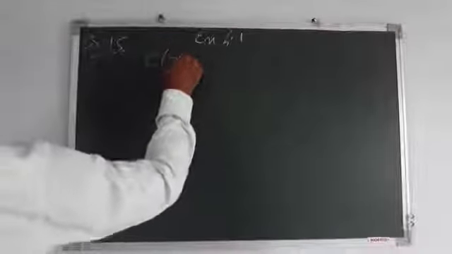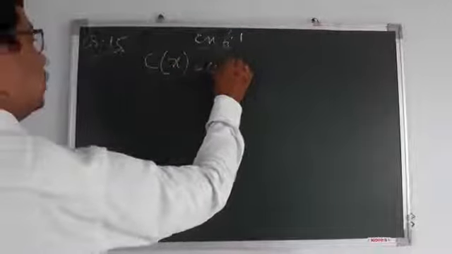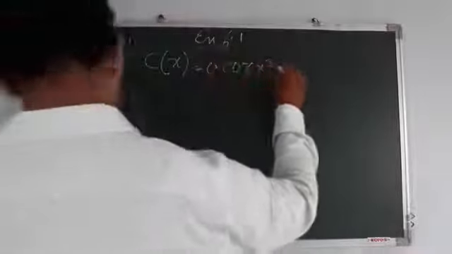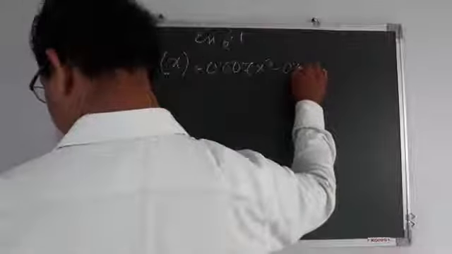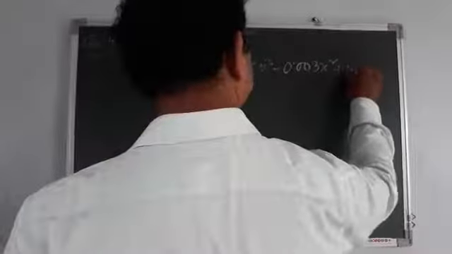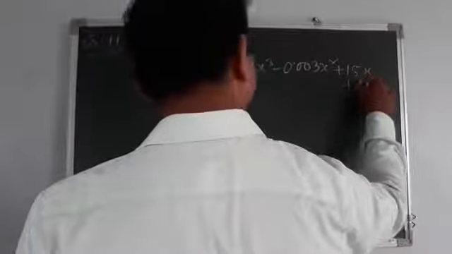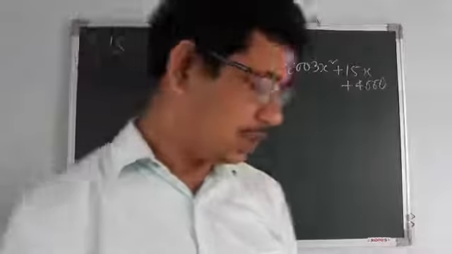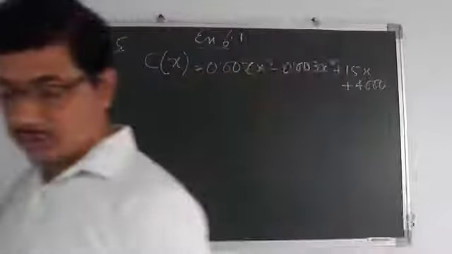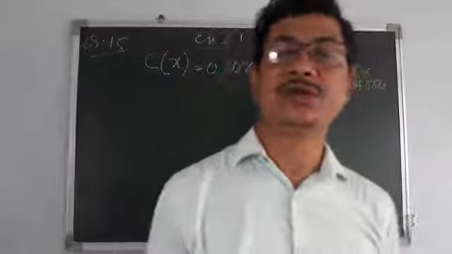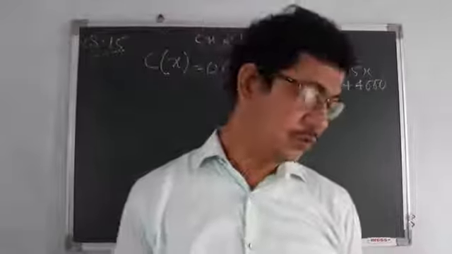C(x) is given as 0.007x³ - 0.003x² + 15x + 4000. It is given as cost price. They have asked to find marginal cost. So if you want to find marginal cost, what to do? You have to differentiate C, that is the cost of production, with respect to x.